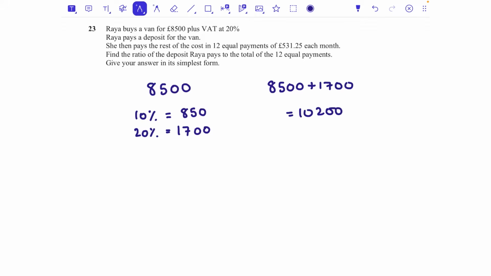So we know the monthly payments, so we can work out the 12 monthly payments in total. That's okay. So if she's doing 12 months of £531.25, I'm going to do 12 times £531.25.